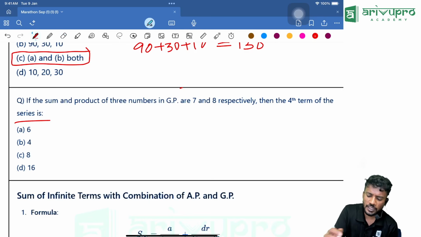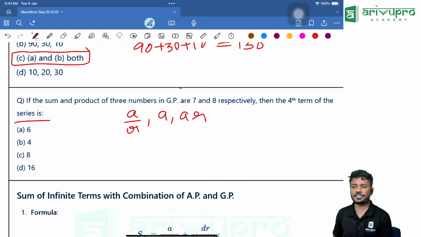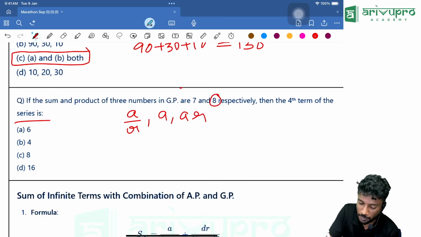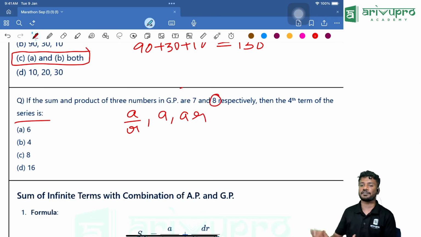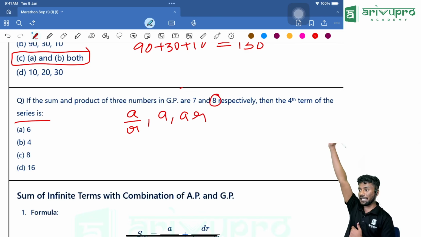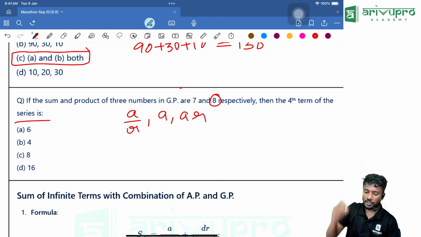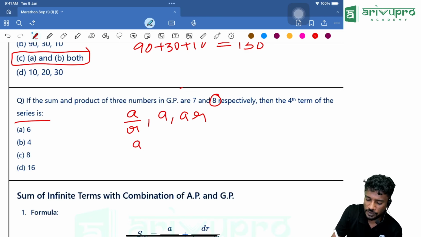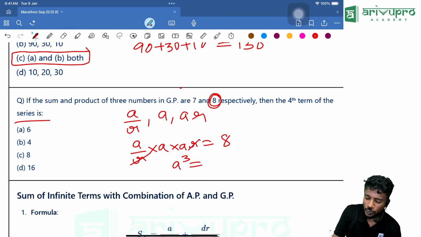You will assume the GP is A by R, A, AR. Are you getting the logic? Why are we doing that? When we take the product, this R will get cancelled off and we will get the value of A. That's why we will do it this way. Now tell me what is the product of this? A by R into A into AR is equal to how much? 8. Cancel. A cube is equal to 8.